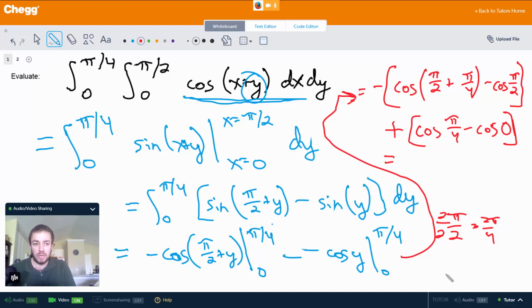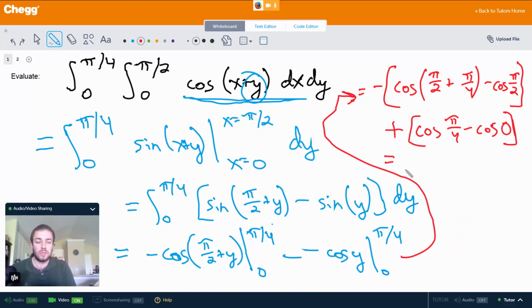So pi over 2 plus pi over 4 is 2 pi over 4 plus pi over 4, which is 3 pi over 4. All right, so that's going to be 3 pi over 4. Let's go ahead and get rid of all that. And then what's the cosine of 3 pi over 4? Well, that pretty much just comes down to knowing the unit circle.